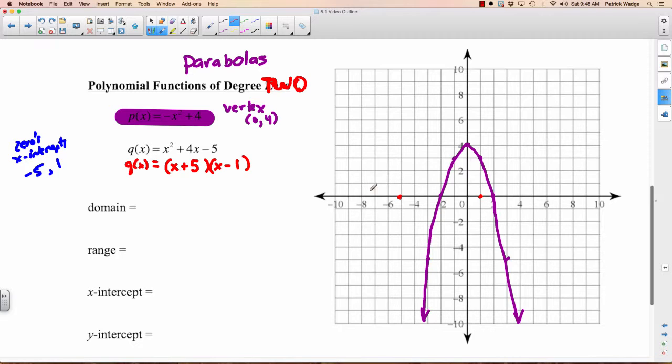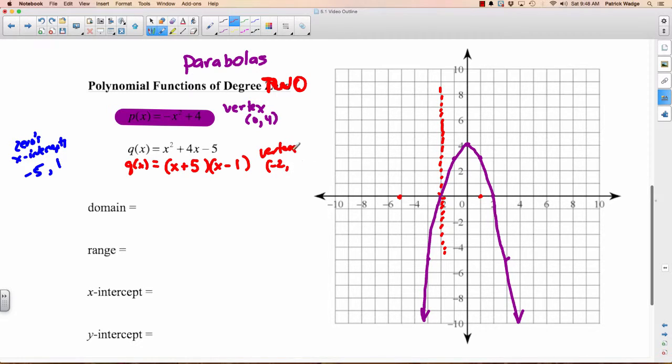Now, because of symmetry, where must the vertex be at? The vertex has to be right in the middle of those. Well, right in the middle, 1, 2, 3, 4, 5, 6. It's 6 steps. Go 3 steps. 1, 2, 3. So the axis of symmetry, remember there's an axis of symmetry, an imaginary line that goes right through the vertex. The axis of symmetry has to be right here. The value of the vertex has to be negative 2, comma something.